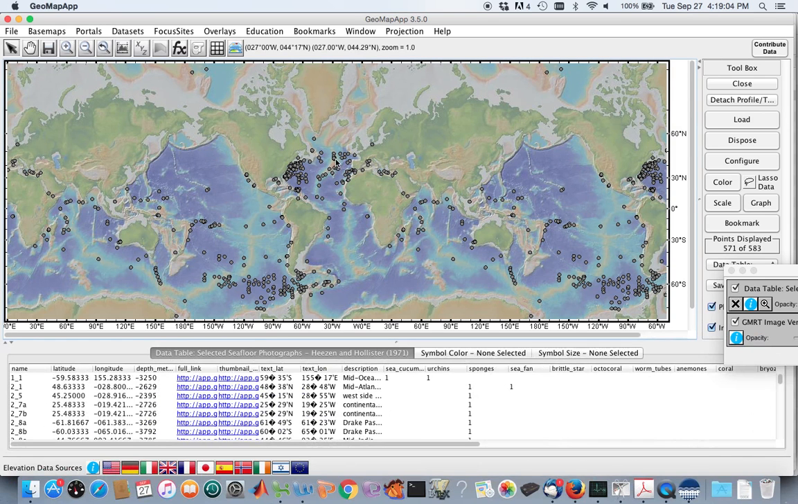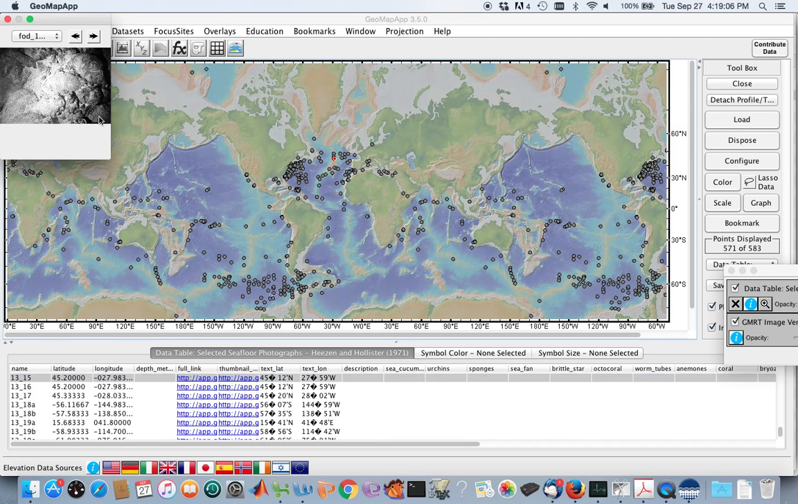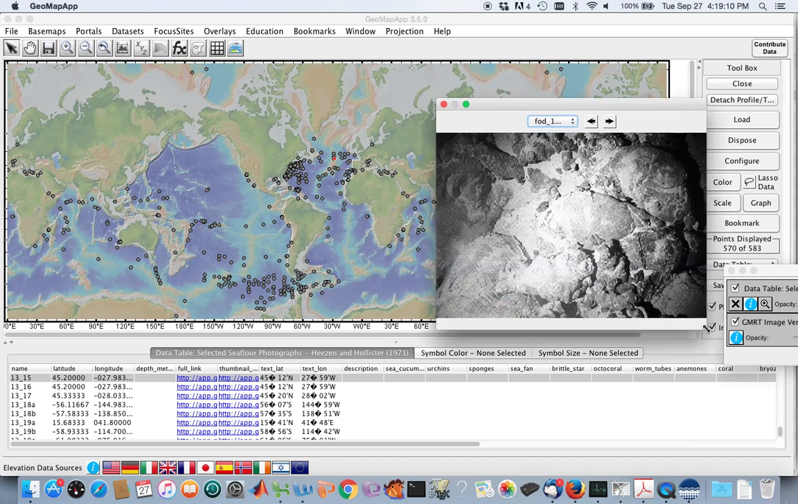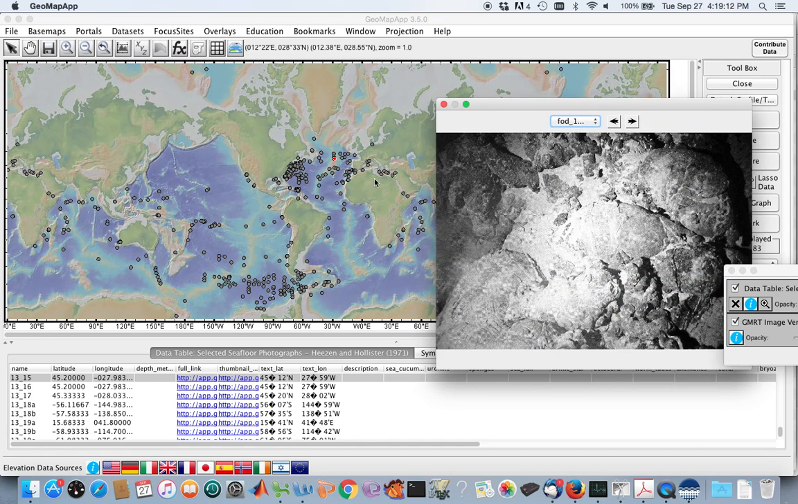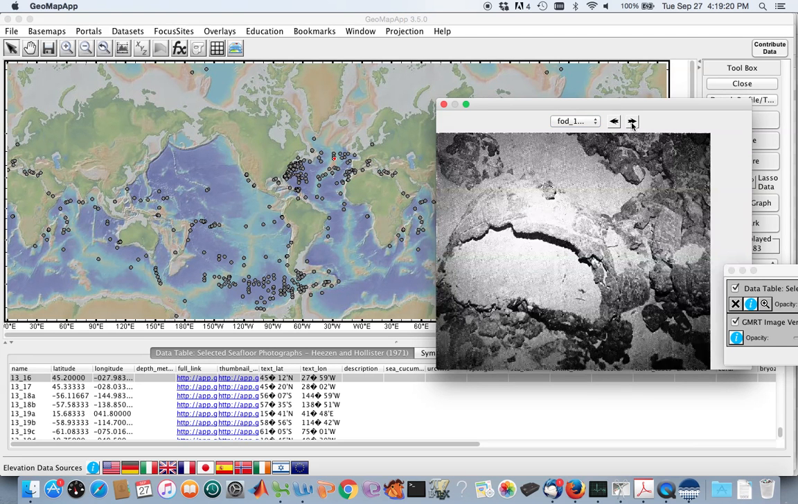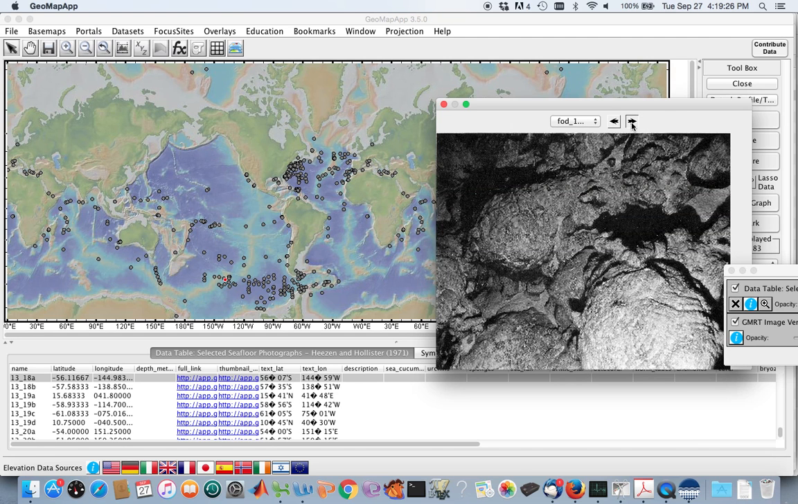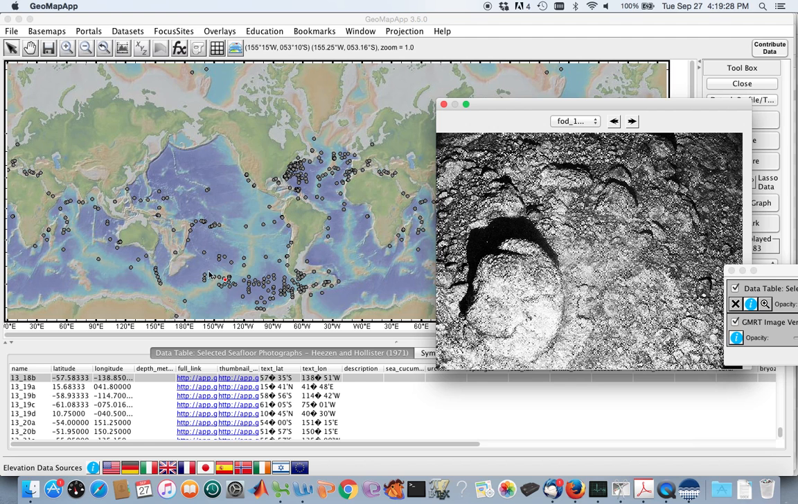Oh, here we go. All right. So you can see different images of the sea floor, different locations. You see this is near the ridge. So there's very little sediment here. We can actually see the exposed bedrock. If we move, we're still at the ridge. See, it's the exposed bedrock. Okay, these are all in the ridge.